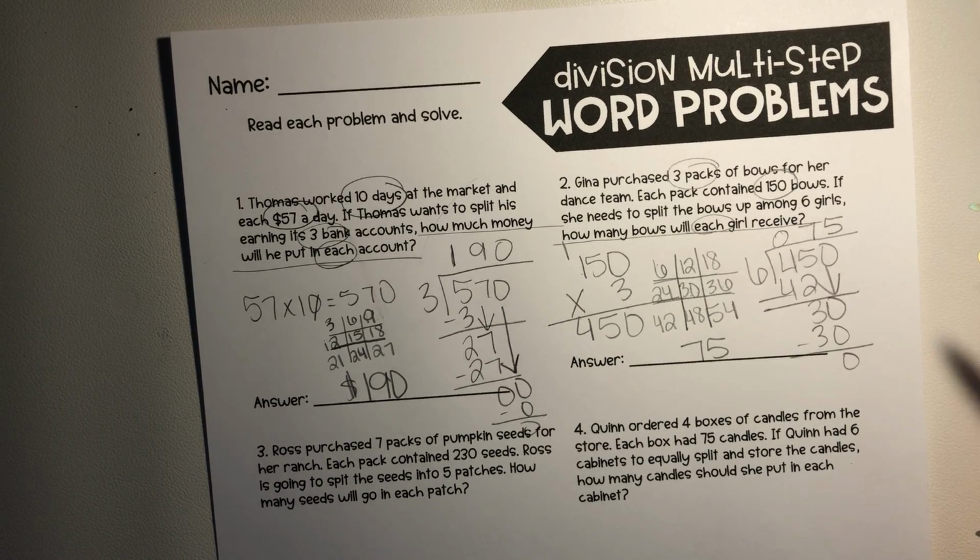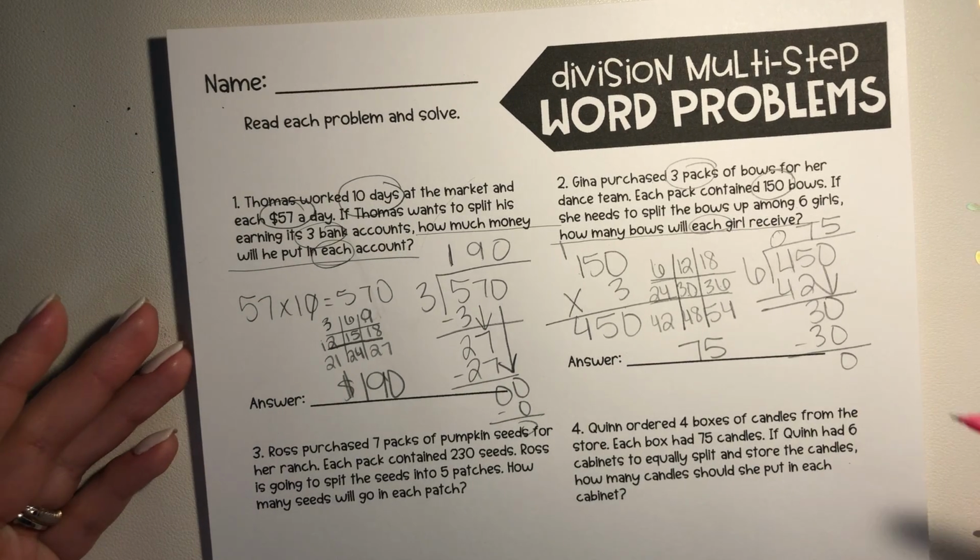She's giving them 75 bows. All right, so there's your multi-step with division. So now we're going to look at interpreting remainders.